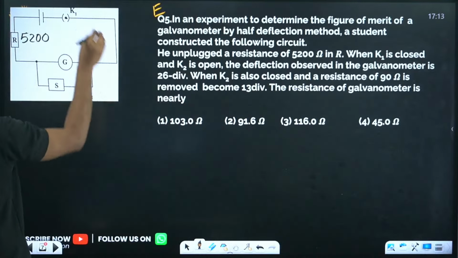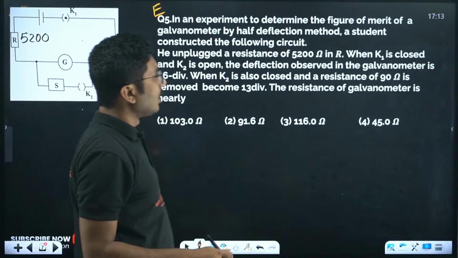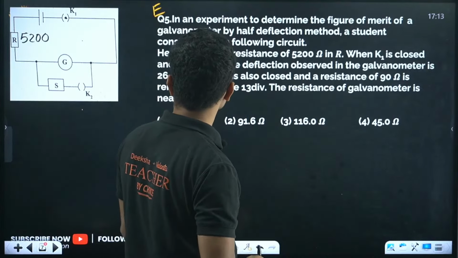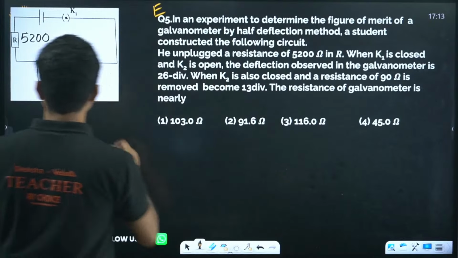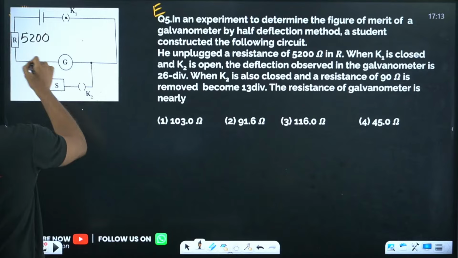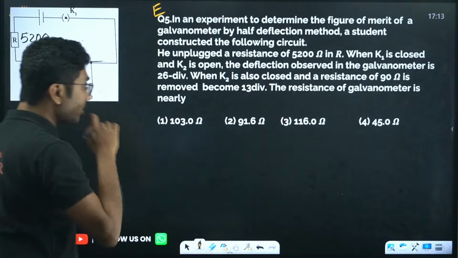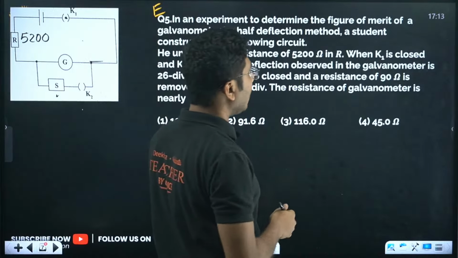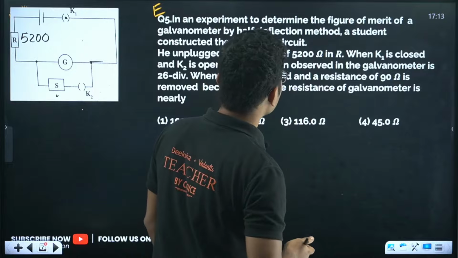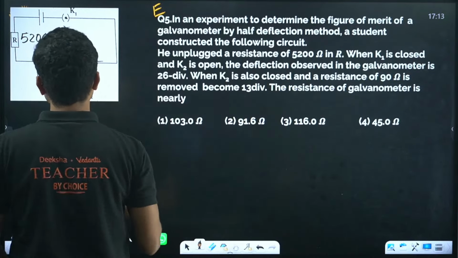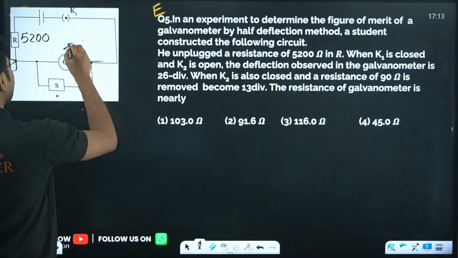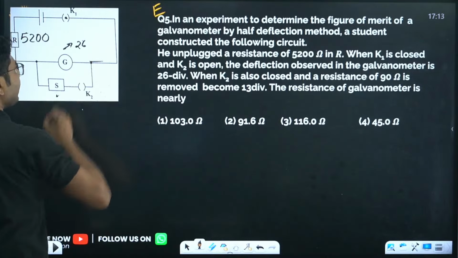So the current is being passed through the galvanometer and K2 is open. So this is directly being passed through the galvanometer directly. No, the shunt is not involved here. Okay, the deflection observed in the galvanometer is 26 division.